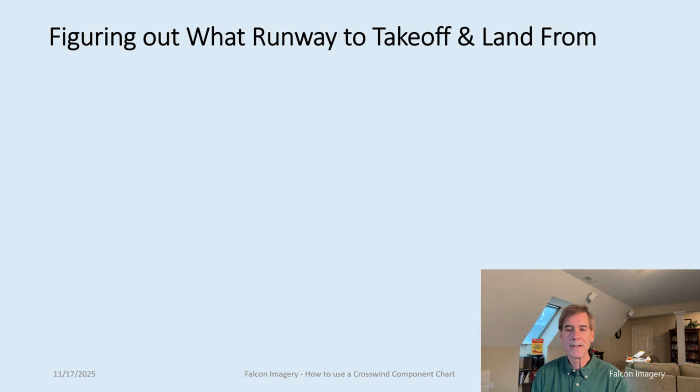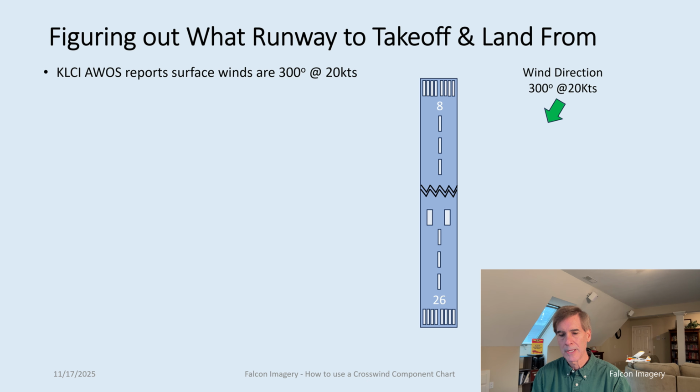So let's talk about figuring out what runway to take off and land from based on certain wind conditions. So here we are, KLCI or Laconia Airport, and we listen to the AWOS, and it reports surface winds are 300 at 20 knots. If you hear it, by the way, it's magnetic heading.